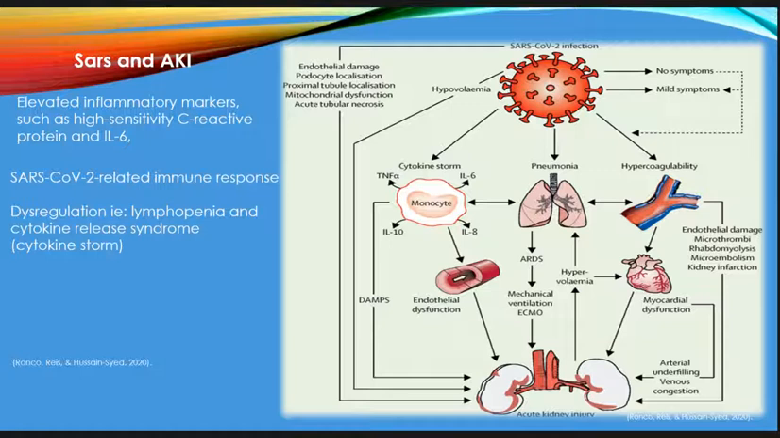This slide shows the inflammatory process and the actual cytokine storm that's happening with SARS and acute kidney injury. There's elevated inflammatory markers such as the C-reactive protein and interleukin 6. As you can see here, this cytokine storm on this photograph is actually showing you exactly what happens. There's going to be endothelial damage, podocyte localization, proximal tubule localization, mitochondrial dysfunction, and all of this is going to equal acute tubular necrosis in the kidneys.